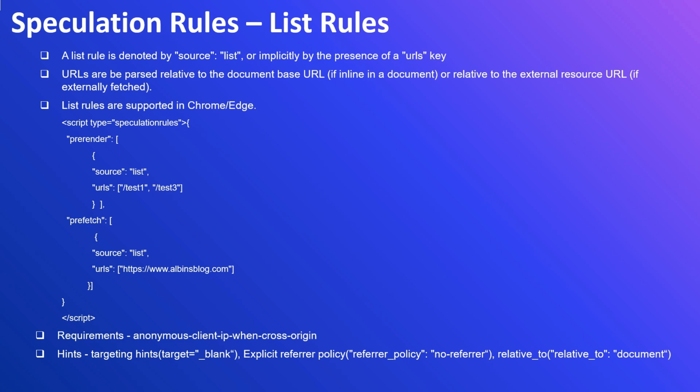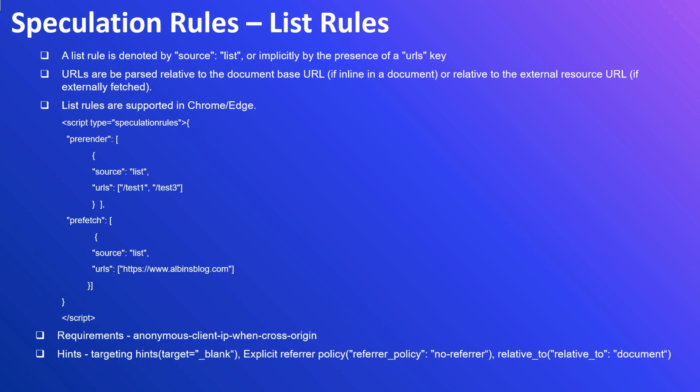Additional hints can be specified for the list rules. The first one is target hint. This notifies the API whether the page will be loaded on the current page or on a new page while the user clicks on the link. This helps the API to prefetch or pre-render effectively based on the target location.